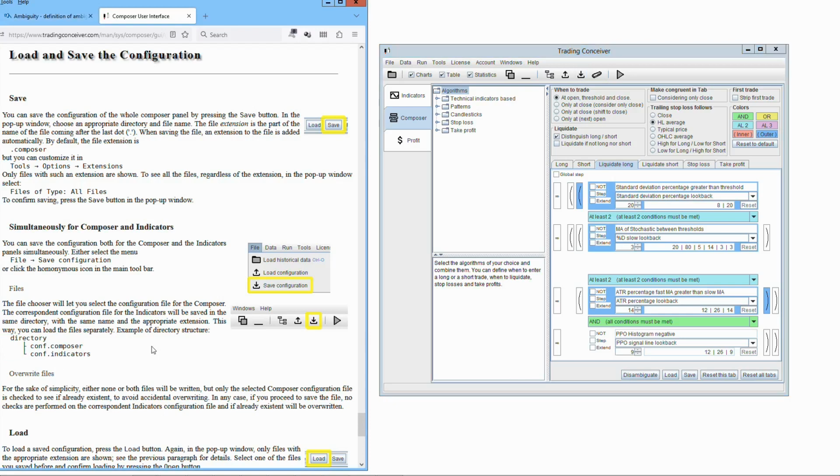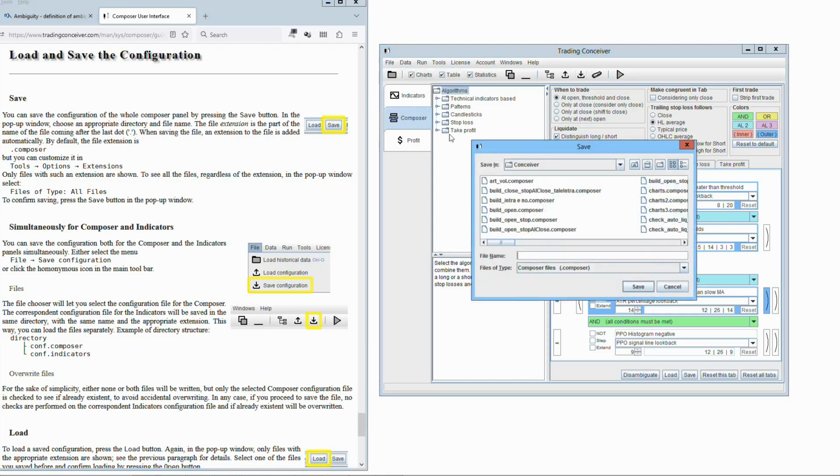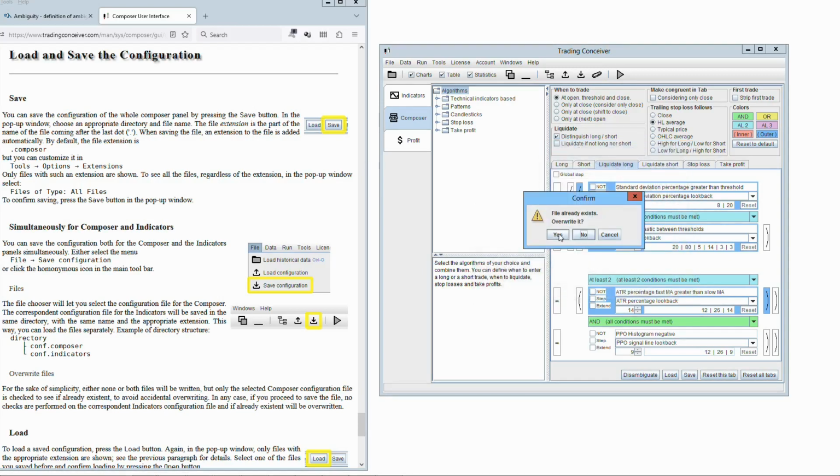For the sake of simplicity, either none or both files will be written, but only the selected Composer configuration file is checked to see if already existent, to avoid accidental overriding. In any case, if you proceed to save the file, no checks are performed on the correspondent Indicators configuration file, and if already existent, it will be overwritten.